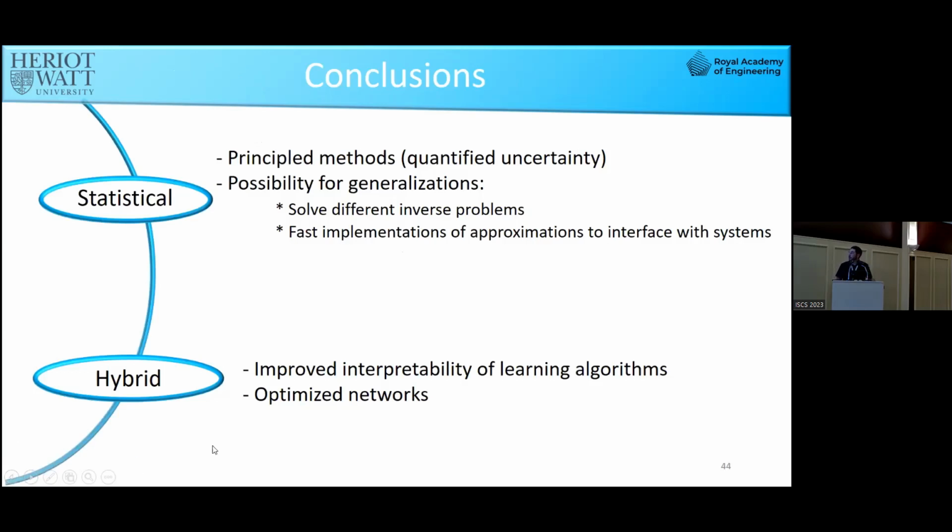To conclude, we have proposed this statistical model that is principled. It can solve different inverse problems, and we can also approximate it to run in real time. We have also proposed this unrolling strategy that works at the interface of Bayesian modeling and deep neural networks, and it led to efficient networks.